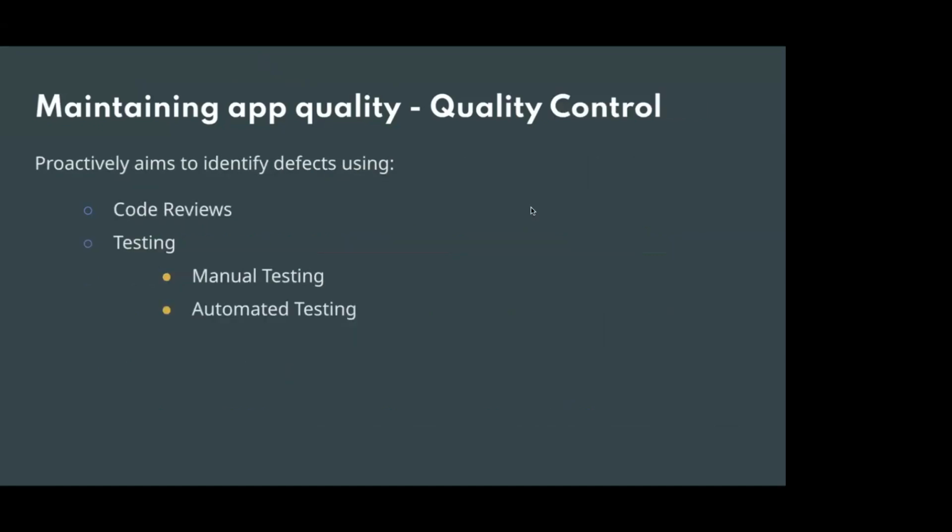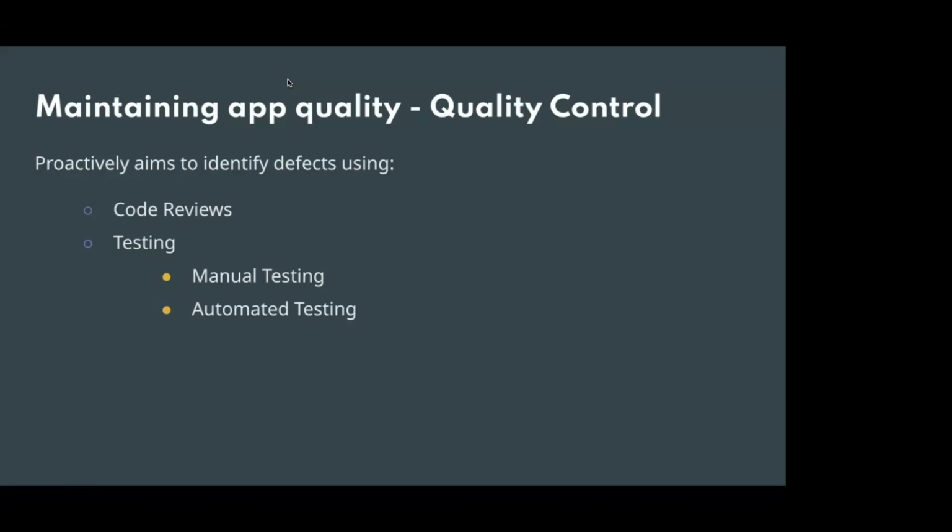As for quality control, it is a subset of the QA process, which is aimed at proactively identifying defects within the application. So for quality control measures, we have code reviews. This is where the output of the software development process is verified by another developer to make sure that any opportunities for improvement can be quickly identified and the application can be iterated on to produce a higher quality output.